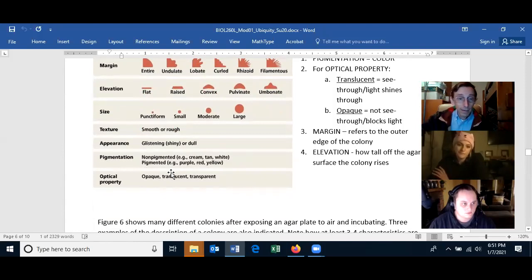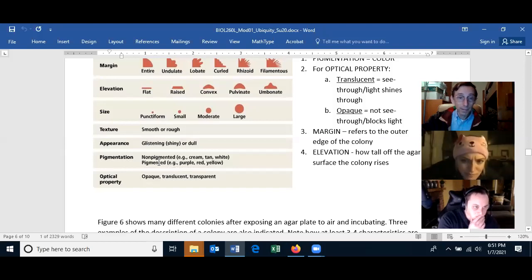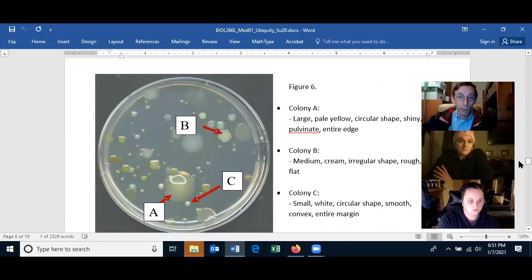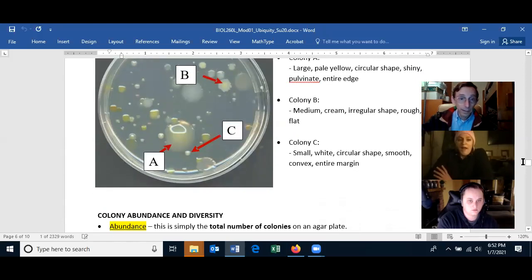Let's see. You can have colored colonies. Those are pigmented, and if there's any color to them, we call them pigmented. If they're not pigmented, we call them non-pigmented. Non-pigmented are cream, tans, white, or off-white. And with any color to it, yellow, red, we call it colored.